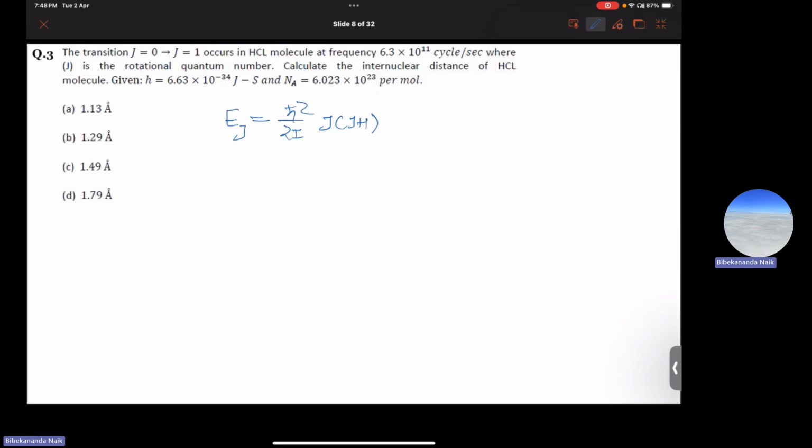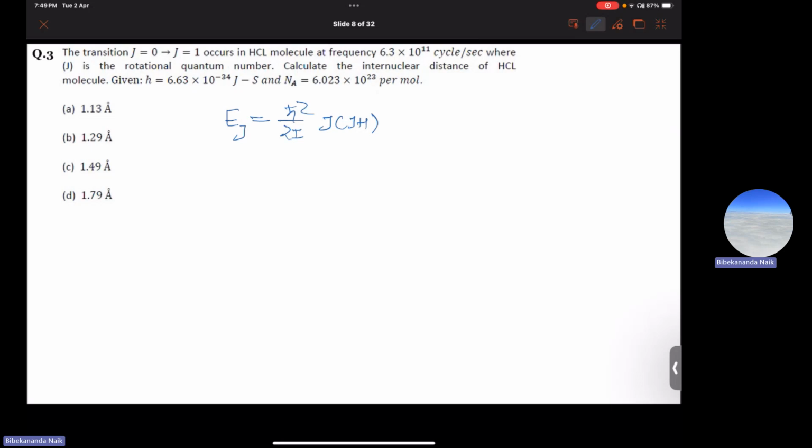So B comes into picture. B is nothing but centimeter inverse, which is a rotational constant. And when the C is multiplied, then the unit will be converted into frequency. Since in the question the frequency of the HCl molecule is given, we will write the expression in terms of B, which will be in the unit of frequency.